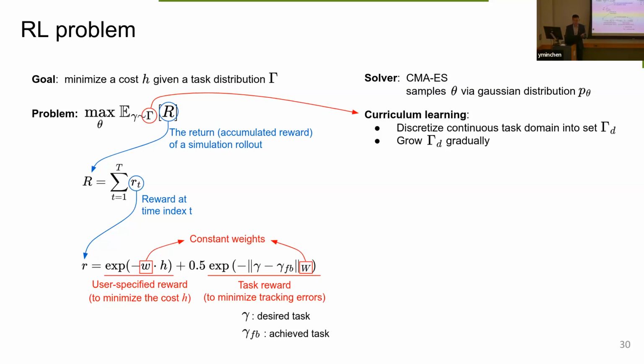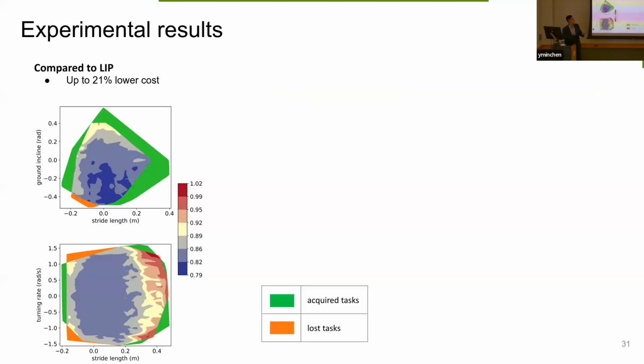Okay, so we optimized the model in simulation, and here are the results. First, compare the optimal model to the LIP. This is also the cost ratio plot over task that I showed you in the second chapter, but for a different optimal model. So we can see up to 21% cost reduction, and also a decently big growth in the viable task region size.